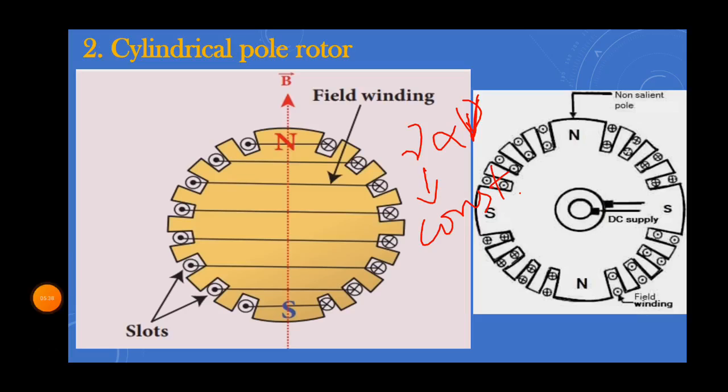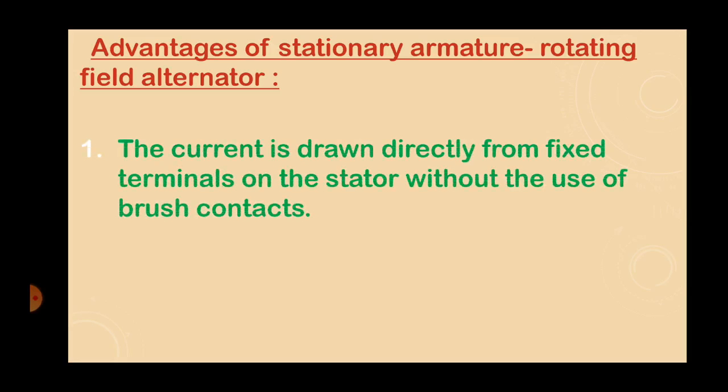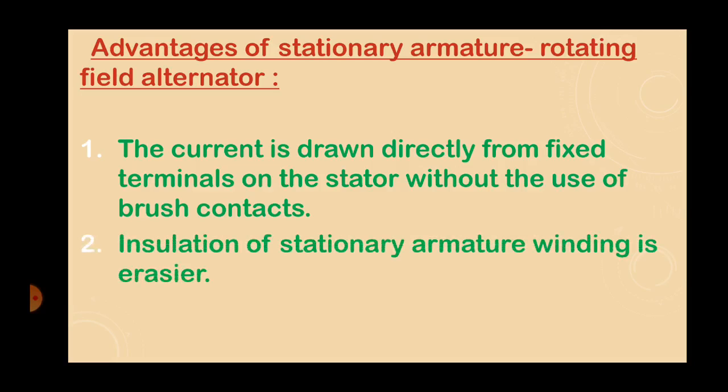advantages. Advantages of the stationary armature rotating field alternator, which is nothing but an AC generator. AC generators are generally high current and high voltage machines. The stationary armature rotating magnetic field construction of the AC generator has many advantages. Now we are going to discuss a few advantages. The first advantage: the current is drawn directly from fixed terminals on the stator without using brushes. The second advantage: the insulation of the stationary armature winding is easier.